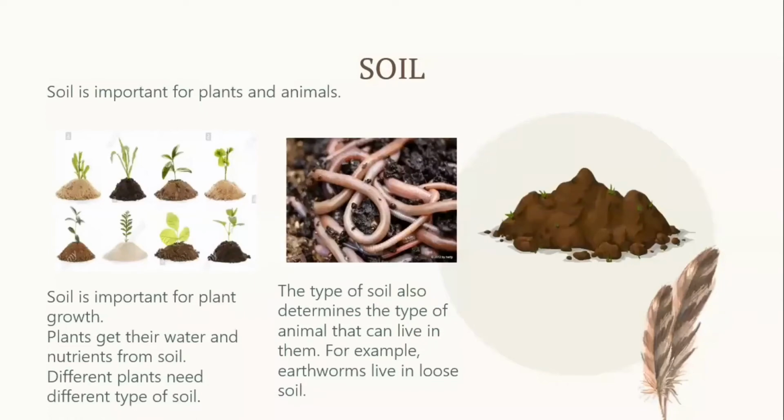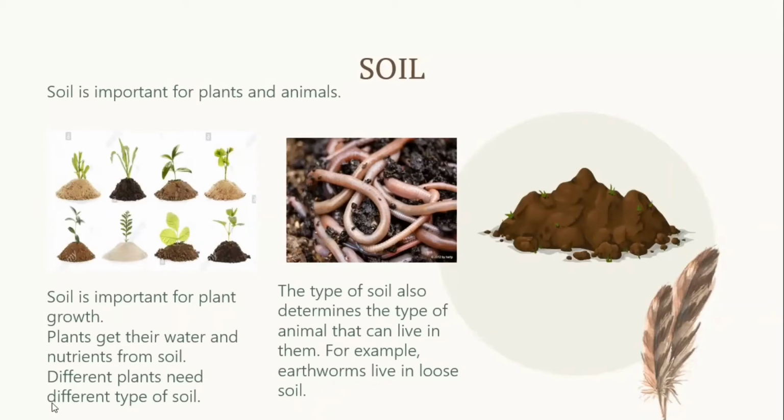The next one we have is soil. Soil is important for plants and animals. As you can see on the screen, soil is important for plants to grow. Plants get their water and nutrients from soil. Different plants need different types of soil, and you can see the plants are different and the color of the soil is different too. The type of soil also determines the type of animal that can live in it. For example, earthworms live in loose soil.